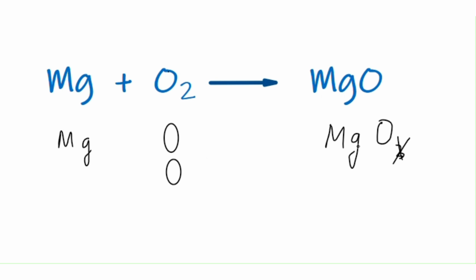But we can't put a 2 there. No, that's not allowed because that changes the formula. We have to double the whole thing. So we have another MgO.